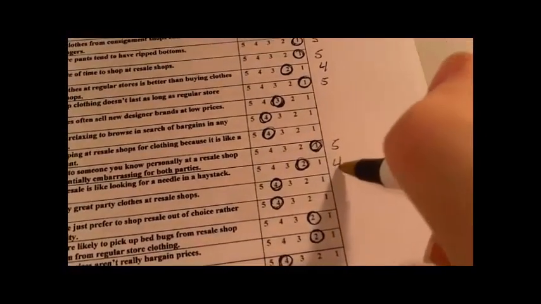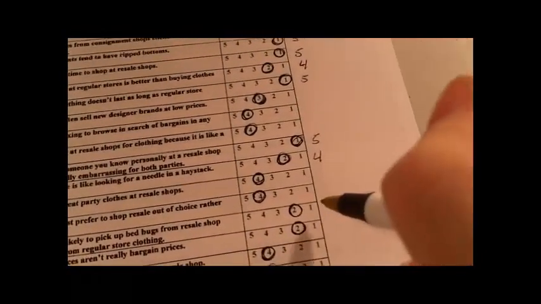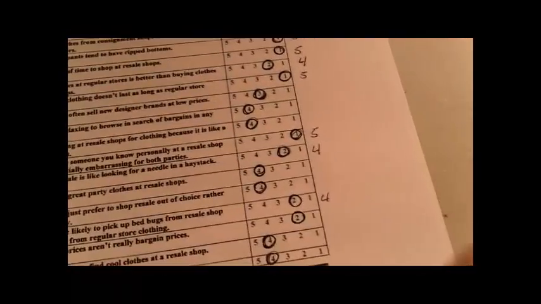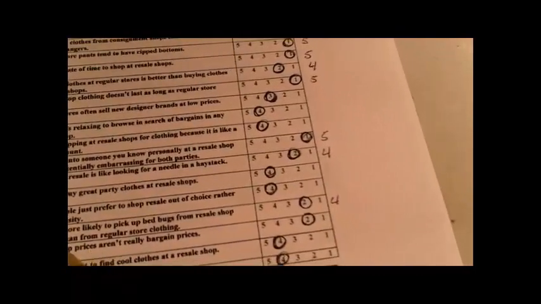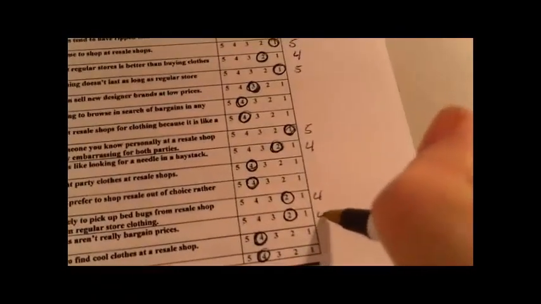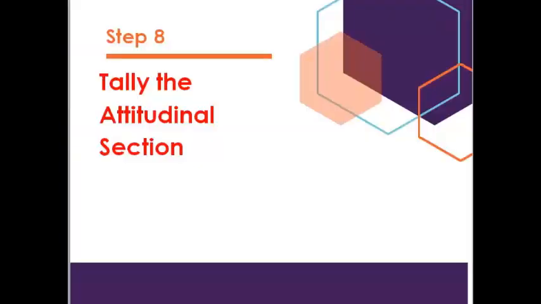I go to the next negative item and I continue going down my attitudinal instrument until I recode all of the negative items, and I'm going to do that for each respondent survey that I have. So after you recode all of your respondents' surveys, you're ready to tally up the attitudinal section for each of your respondents. And to do that, you're just going to do like you did with the other sections.